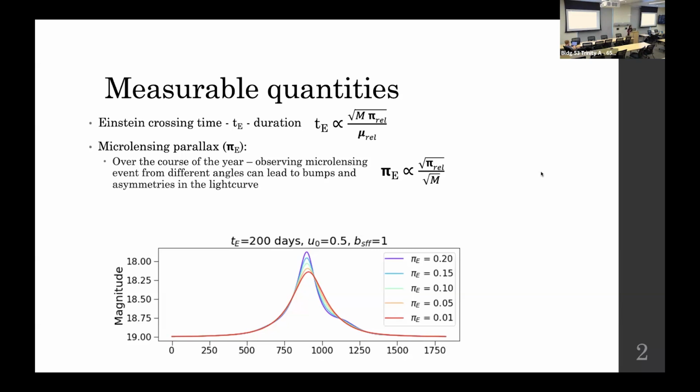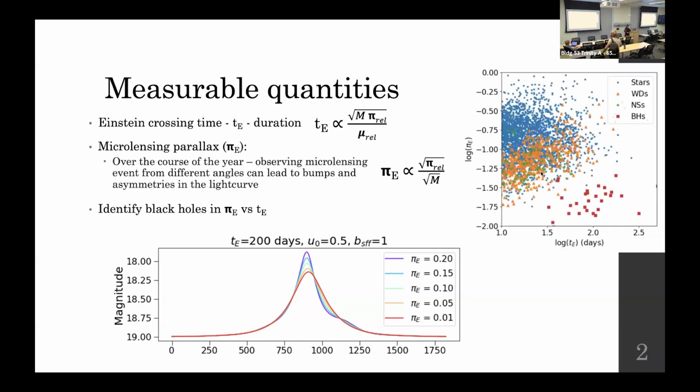There's also the microlensing parallax, or piE. So over the course of the year, as the Earth goes around the sun, we'll be observing the microlensing event from different angles. This can lead to bumps and asymmetries in the light curve. As you can see at the bottom, the red has the least parallax, the purple has the most, and you can see those bumps and wiggles. And piE is inversely proportional to the square root of the mass.